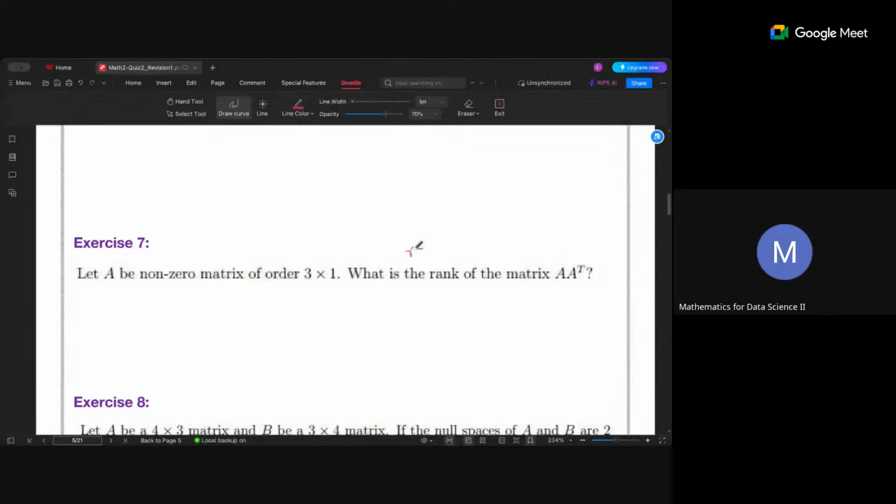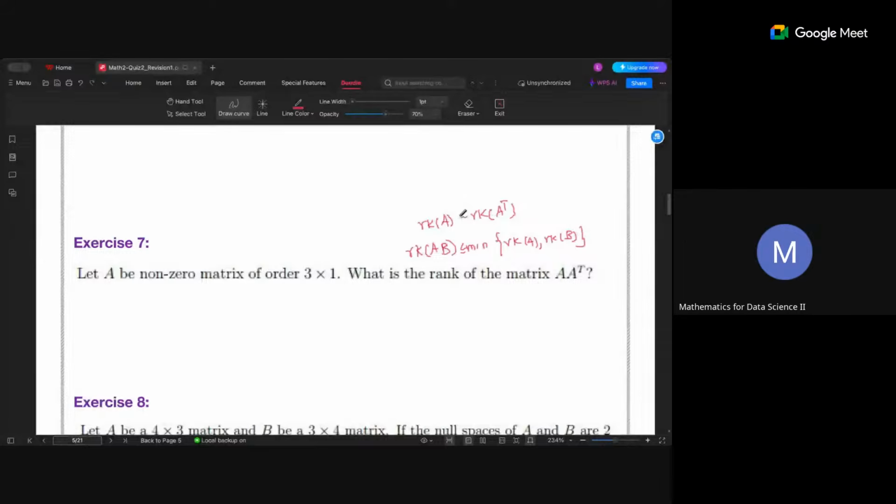Remember, you have to use this property that rank of AB is less than or equal to minimum of rank of A, rank of B. You have to use this property here. And also you have to use the relation between rank of A and rank of A transpose. What do you know? The rank is the same. Rank of A is equal to rank of A transpose, right?